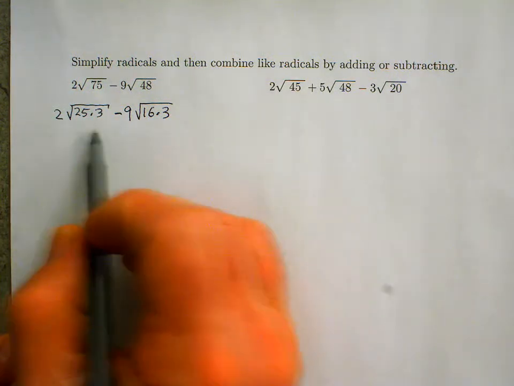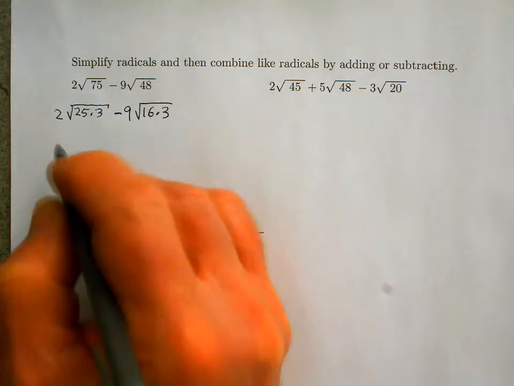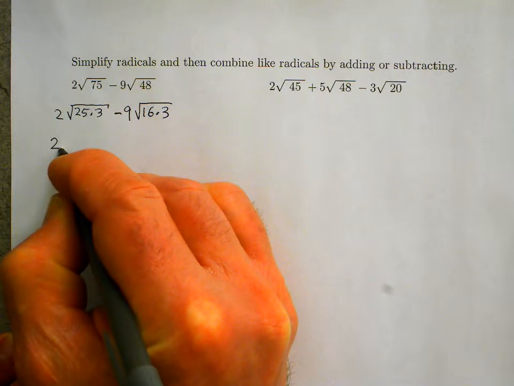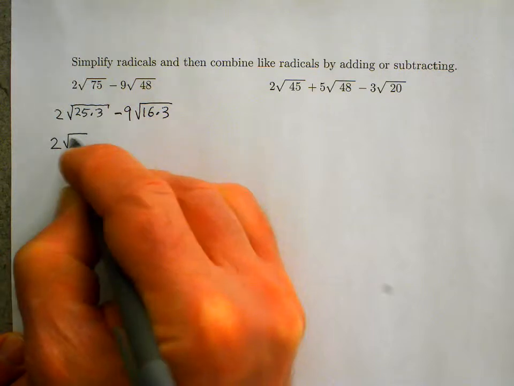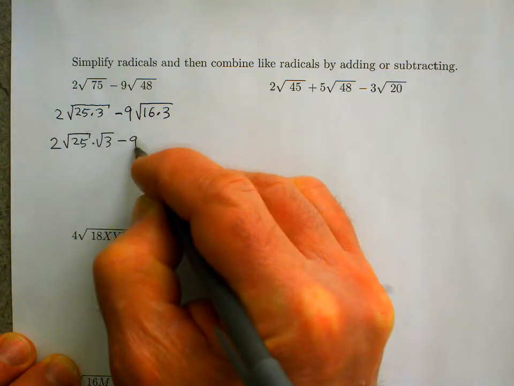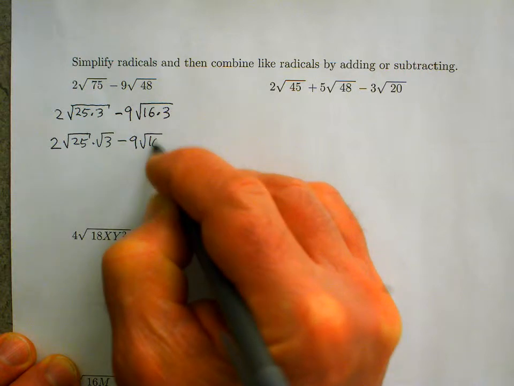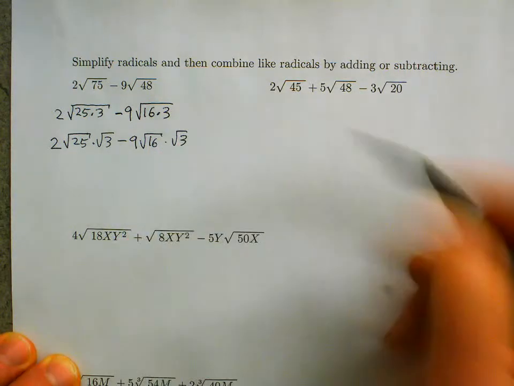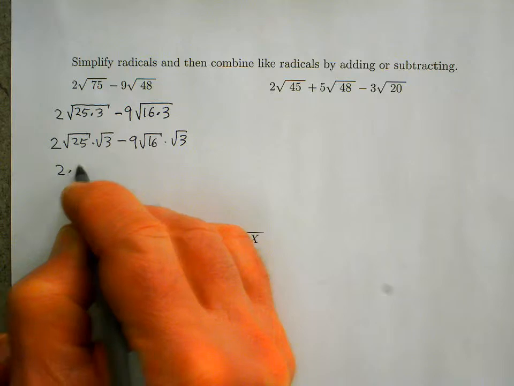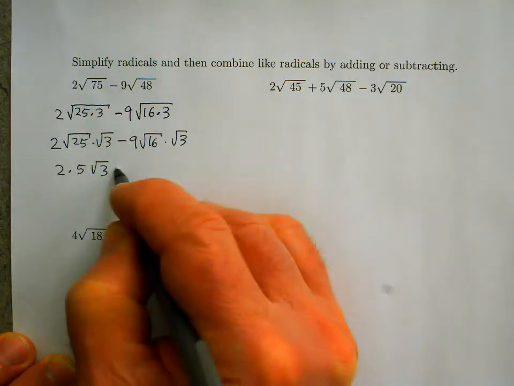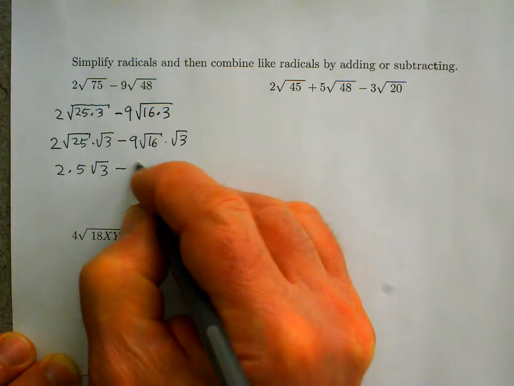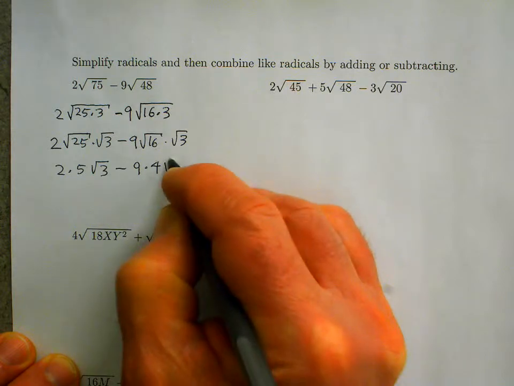I'll put in another intermediate step. It's not absolutely necessary, but let's write the next step, 2 times the square root of 25 times the square root of 3, and then minus 9 times the square root of 16 times the square root of 3. The square root of 25 is 5, so we get 2 times 5 times the square root of 3. And then the next term, the square root of 16 is 4, so we have minus 9 times 4 times the square root of 3.